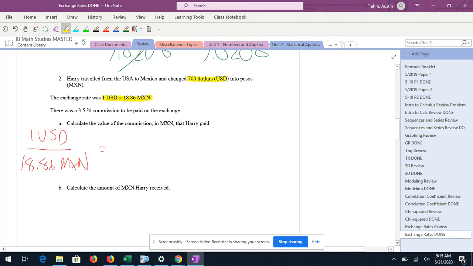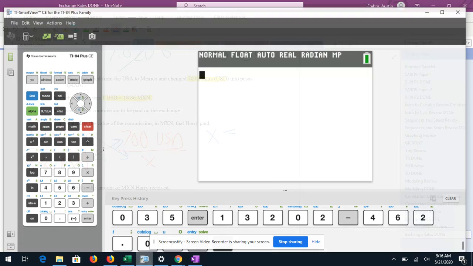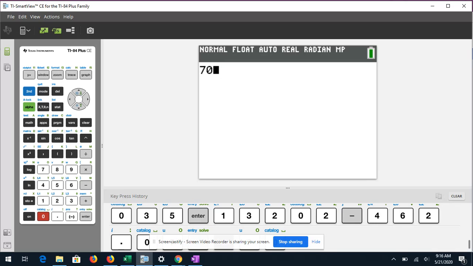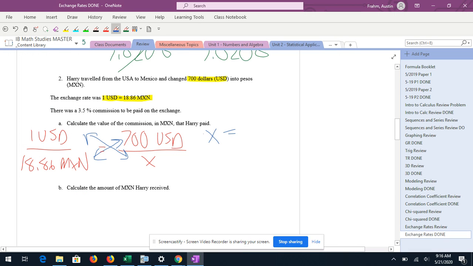Well, we know we have $700, so that needs to go on top because the monetary units need to go in the same spot, which means X would go on bottom. So now we cross multiply to solve our proportion. 1 times X is just X, and then we would take 700 times 18.86. And that gets us 13,202 pesos, but that is not our answer.